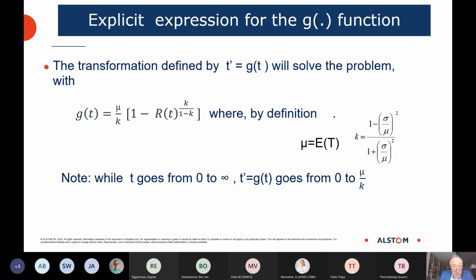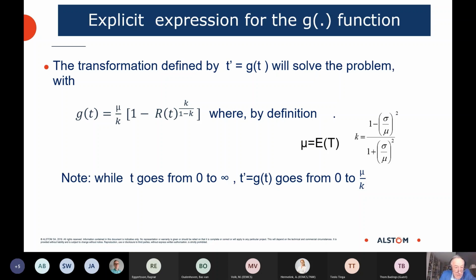where by definition, mu is the expectation of the time to failure of the initial distribution, and k is defined like this, in the usual way. You can see that as time moves from 0 to infinity, the image t prime goes from 0 to mu over k, so it's on a finite interval.